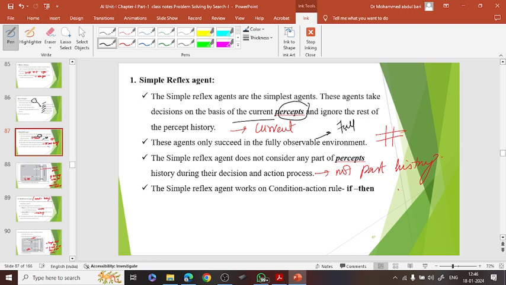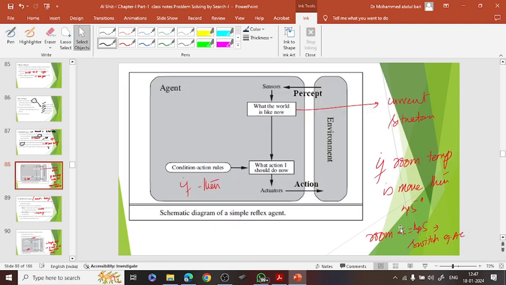A simple reflex agent does not consider any part of history. We are not considering any history, and we are not doing anything about the history. It will also use an if-then rule. So the simple reflex agent will only act on the current situation plus the if-then rule. There is no history in this one. Let's move on to the next slide.